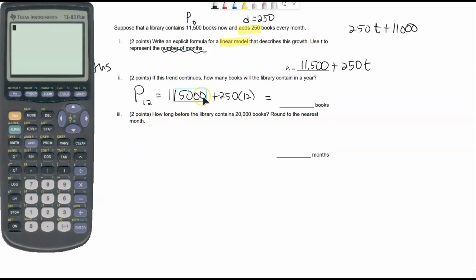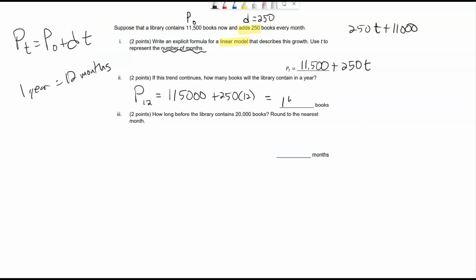I think I have too many zeros there. I do. I'll erase that in a minute. 11,500 plus, well, let's do 12 now, times 250. There we go. Answer being 14,500. Let me erase one of those zeros. There we go. Great. How long before the library contains 20,000 books?